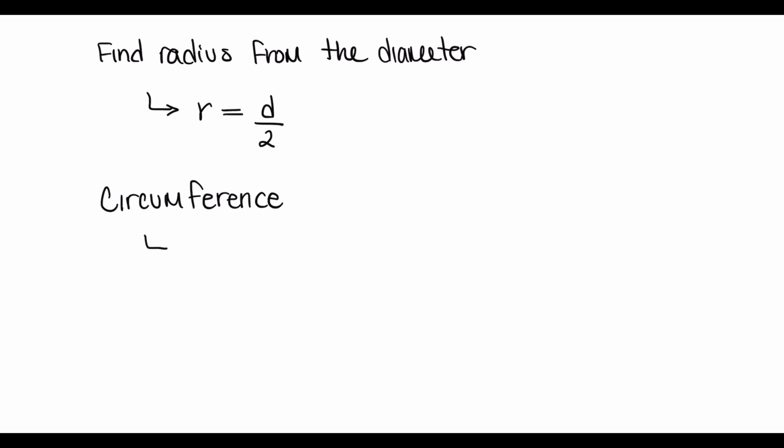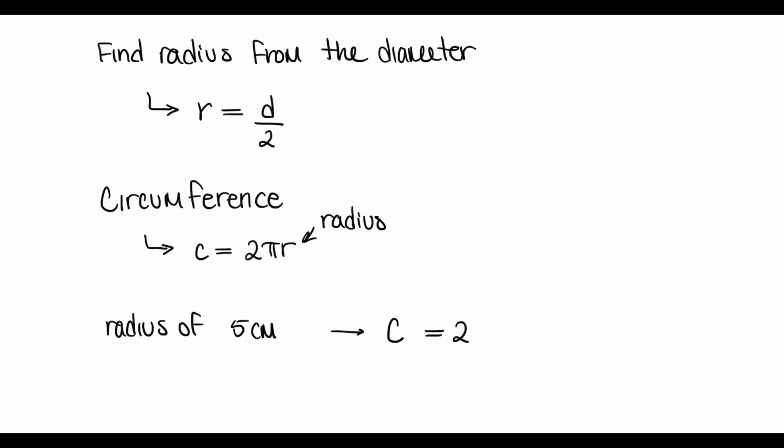So the equation for the circumference of a circle is C equals 2 pi r, where r is the radius. So if someone told you that you have a radius of 5 centimeters, then that means the circumference is C equals 2 pi times 5. So C equals, all we can do is do 2 times 5, which is 10 pi.